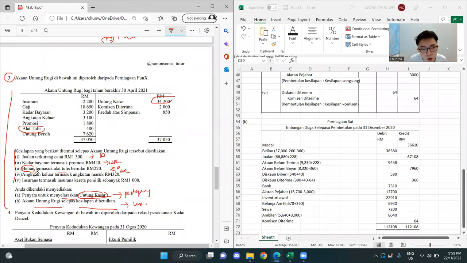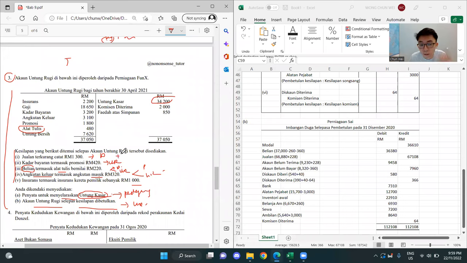Then same goes for your four. Angkutan keluar dan angkutan masuk, there are two sides also. Because angkutan masuk is in perdagangan, angkutan keluar is in untung rugi. Okay, then lastly, your insurans termasuk insurans kereta pemilik sebanyak 1,000. Okay, so now if you want to do the record, let's say there's a jualan. So jualan, terkurang caj 1,300, I have to add back.